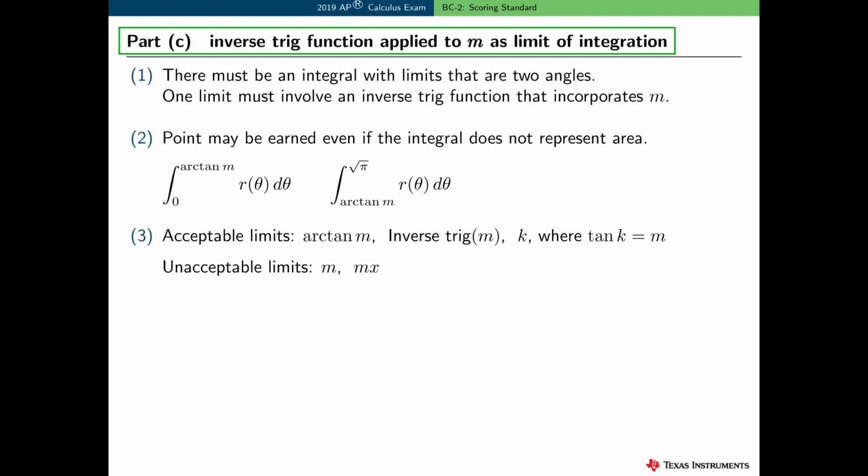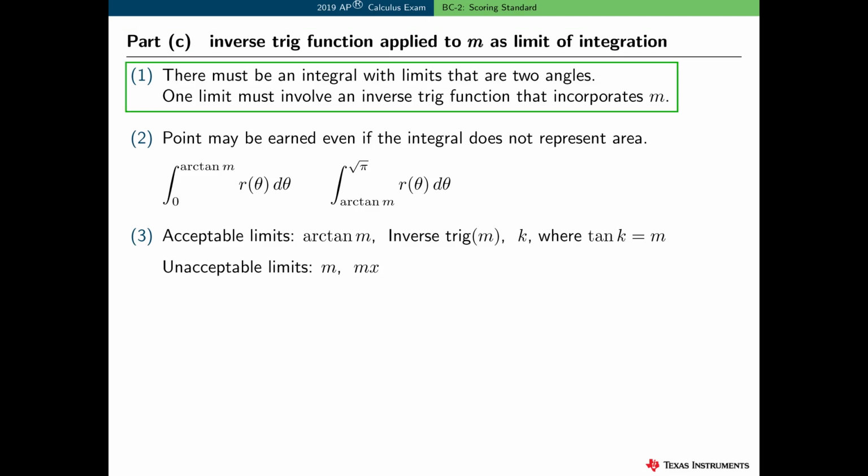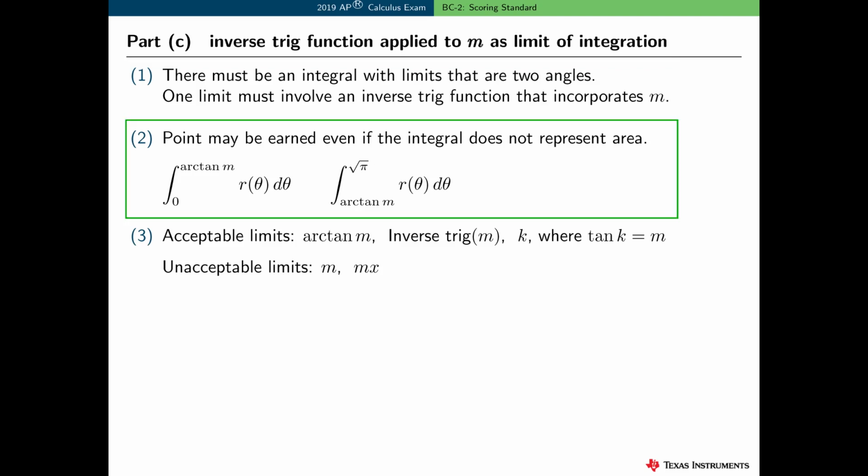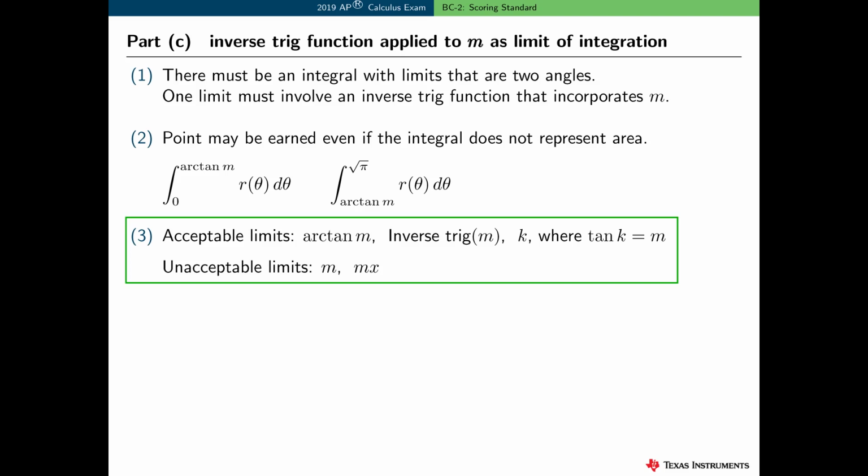The second point in Part C was for using an inverse trig function applied to m as a limit of integration. To earn this point, there must be an integral with limits that are two angles, and one limit must involve an inverse trig function that somehow incorporates m. Now this point can be earned even if the integral does not represent area, and here are two examples. And here are some examples of acceptable limits and a few that are unacceptable.